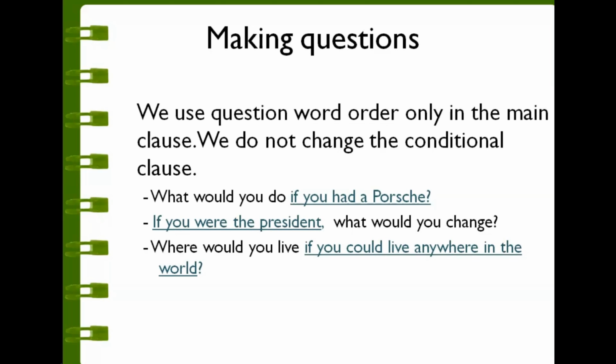Here are some examples. What would you do if you had a Porsche? If you were the president, what would you change? Where would you live if you could live anywhere in the world? Now, as you see, we can use the conditional clause either at the end of the sentence or in the beginning.